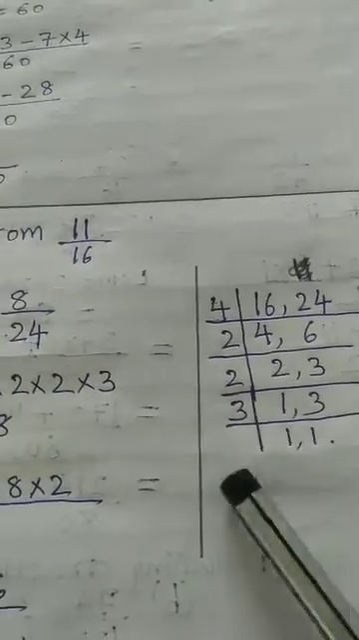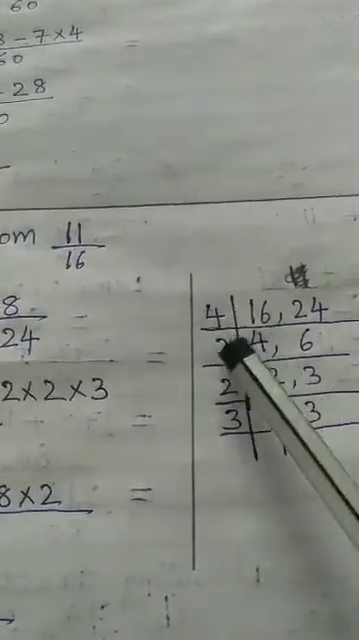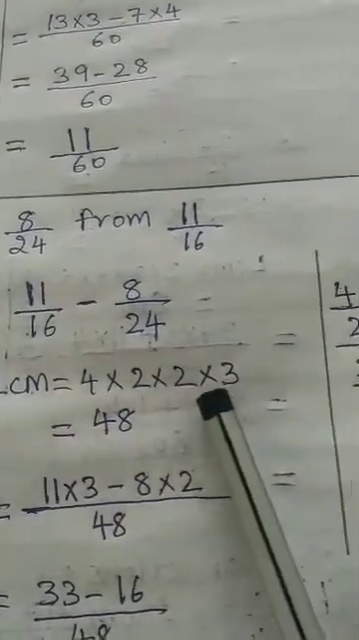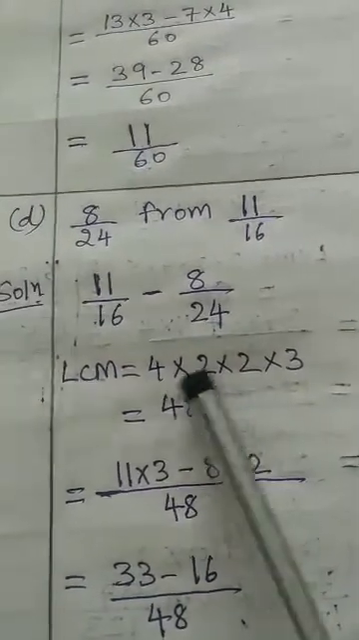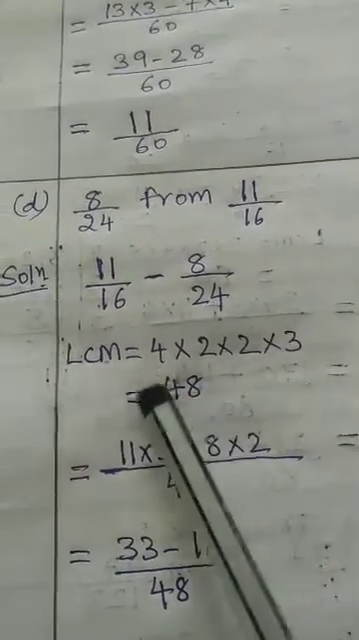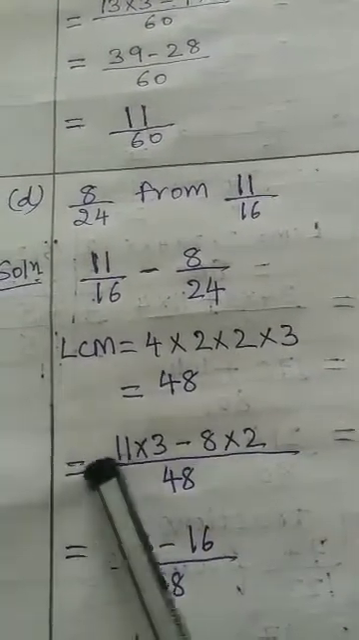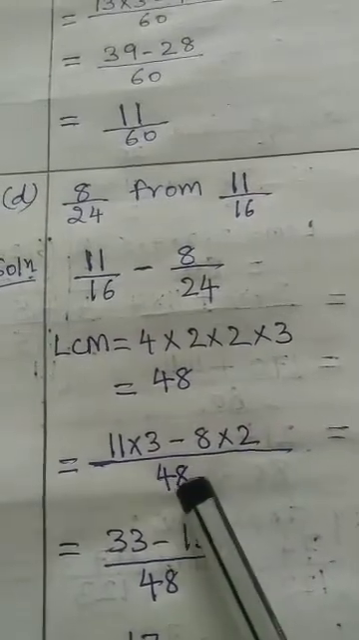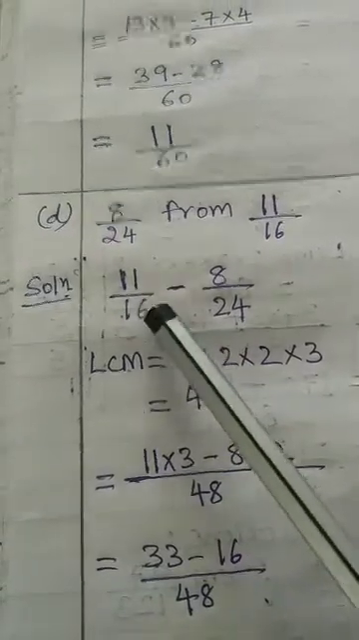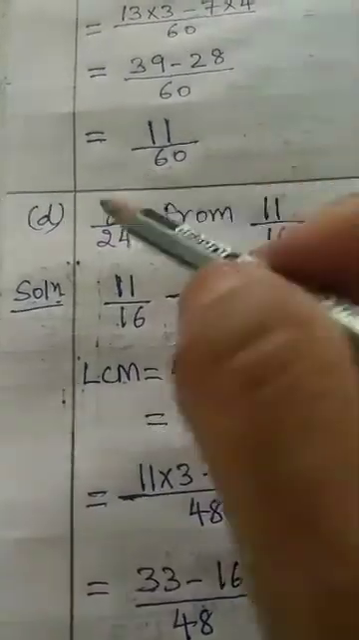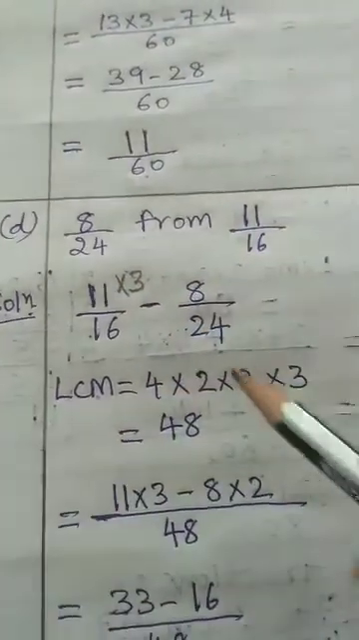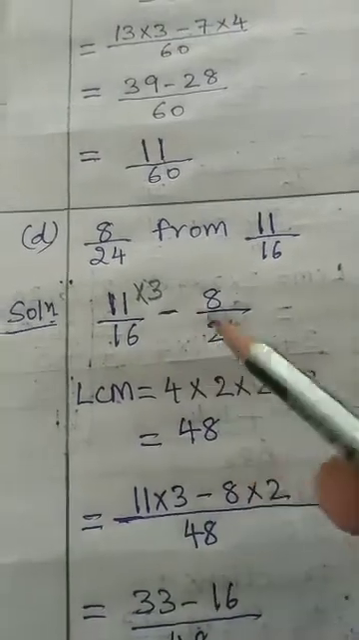Next 3 ones are 3. So multiply these: 4 into 2 into 2 into 3. See here, LCM is equal to 4 into 2 into 2 into 3. 4 2s are 8, 8 2s are 16, 16 3s are 48. 48 is the LCM. This 48, the LCM, you should write in the denominator. Put a line like this, right. This is the denominator. Now compare this LCM 48 with 16. 16 into how much is 48? 16 3s are 48. This 3 you have to multiply with the numerator.